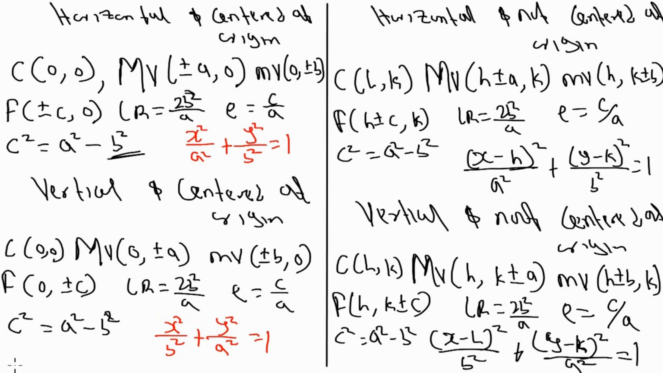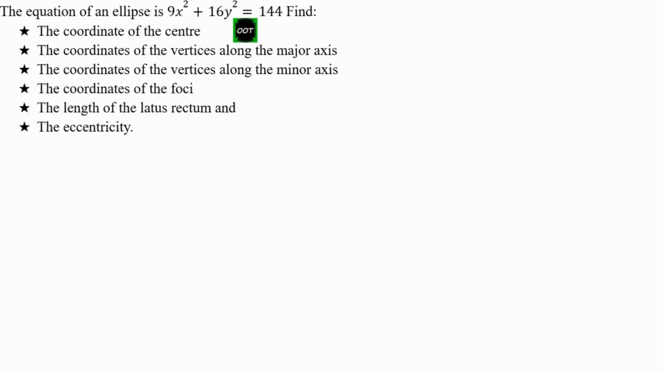Example number 1. The equation of an ellipse is 9x squared plus 16y squared equals 144. Find the coordinate of the center, the coordinates of the vertices along the major axis, the coordinates of the vertices along the minor axis, the coordinates of the foci, the length of the latus rectum, and the eccentricity. We are not scared to solve this problem because we know everything we need to successfully solve it. So let's begin.